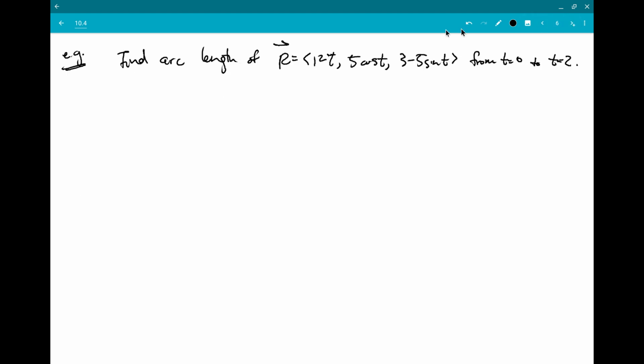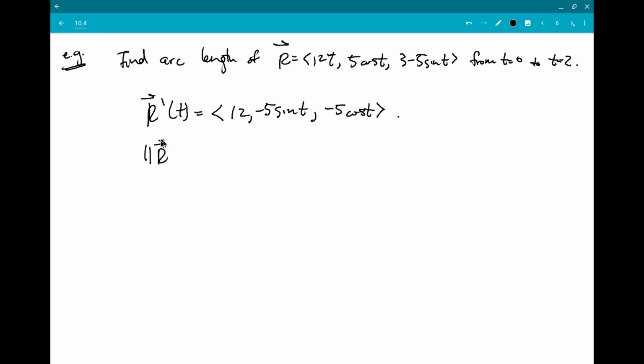So all we're going to do is say, okay, you gave me r. I'm finding arc length. I know I need my derivative to do that. The derivative of 12t is 12. The derivative of 5 cosine t is minus 5 sine t. The derivative of 3 is 0. The derivative of minus 5 sine t is minus 5 cosine t, holding on to the same sign as before.